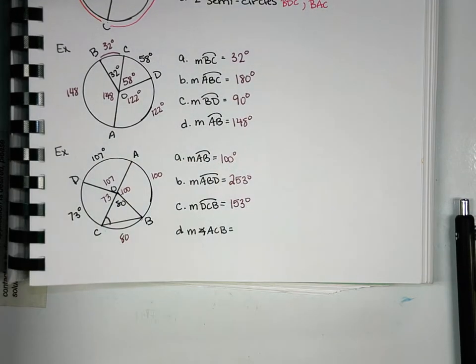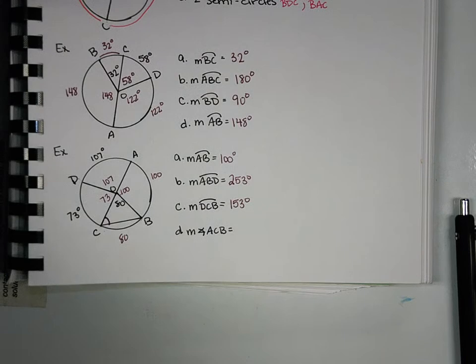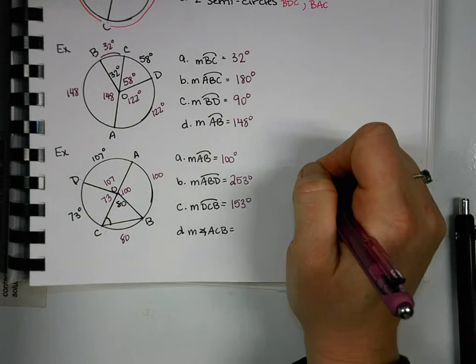Is that a central angle? No, so we can't say that it's 100. It's not 180. Wait, don't triangles add up to 180 though? Triangles add up to 180, so... 50, right? How'd you get 50? Because you subtract 80 from 180, and then you divide that by 2.